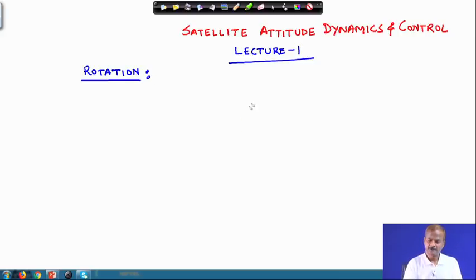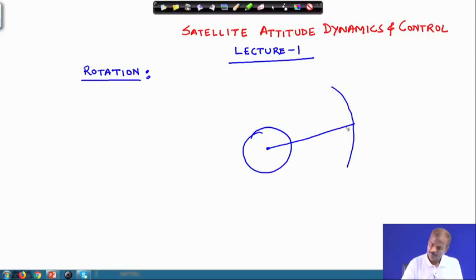Okay, so, let us consider that we have the earth here, it can be any planet or natural satellite of that planet, and there is a satellite here in the orbit, this is the orbit, and the satellite velocity vector can be represented as v, which is tangential to the orbit.